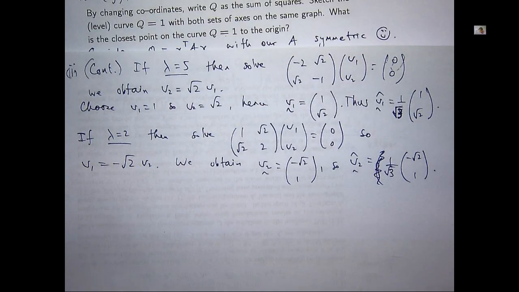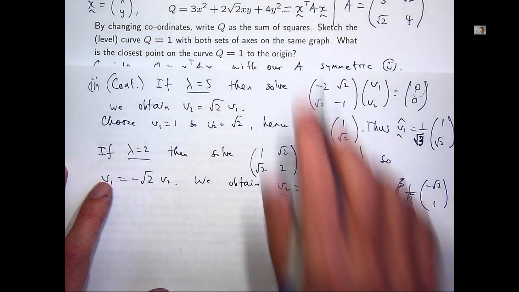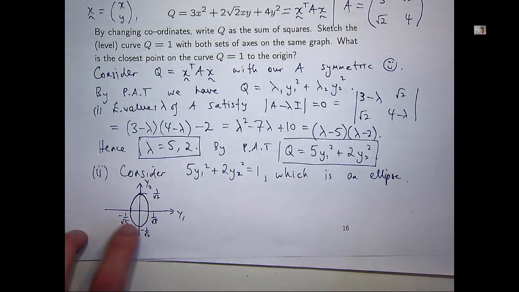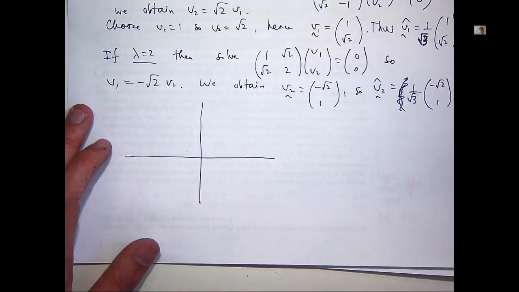Okay, so what we've actually done now is computed the axes in our new coordinate system. The v1 and the v2 will lie on the set of axes in our y1, y2 space. Okay, so what we're trying to do is sketch both sets of axes on the same graph. So let's see if we can sketch these things in the xy plane.